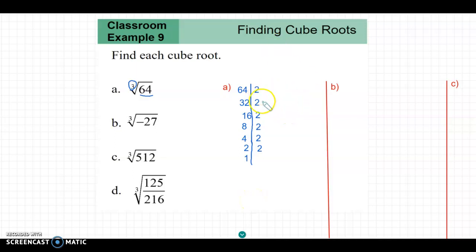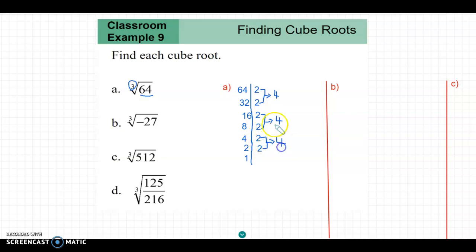So we have 1, 2, 3, 4, 5, 6 numbers. So we can make groups of 2 numbers. So that will be this 1, 2, and 3. So we have 3 different groups with the same number. So if you multiply 2 times 2, that will be 4. If you multiply the same here, that will be 4. So we have the same number. 2 times 2 will be 4.